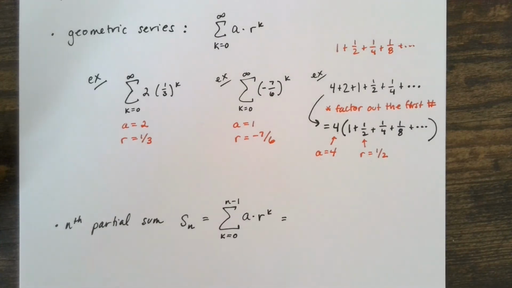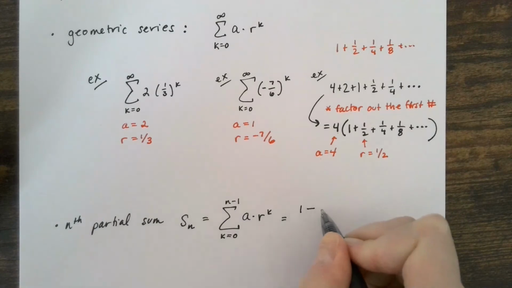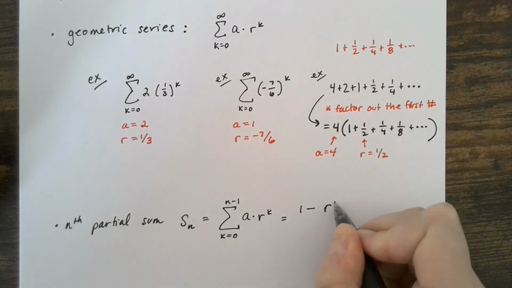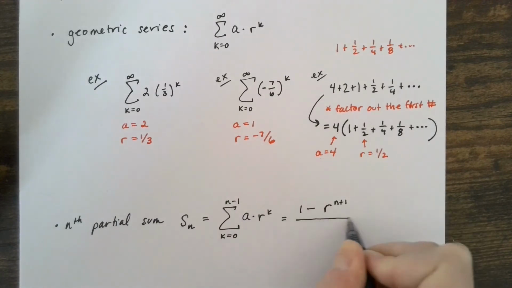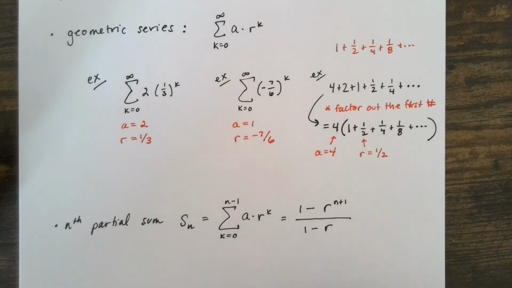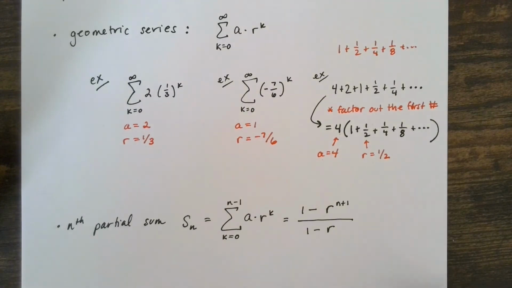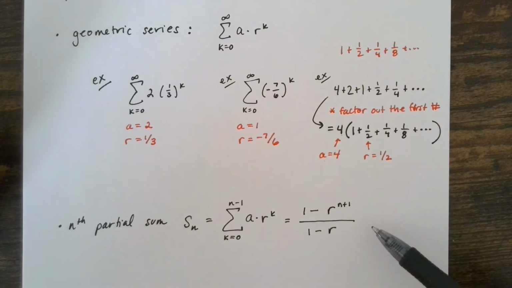And we have a formula for what it would be. It comes out to 1 minus r to the n plus 1 over 1 minus r. Okay, so where this formula comes from is something that is really interesting, but it's just kind of fun algebra stuff, and since we're not spending a lot of time working with this particular formula, I'm not going to spend time in the video talking about where it came from.